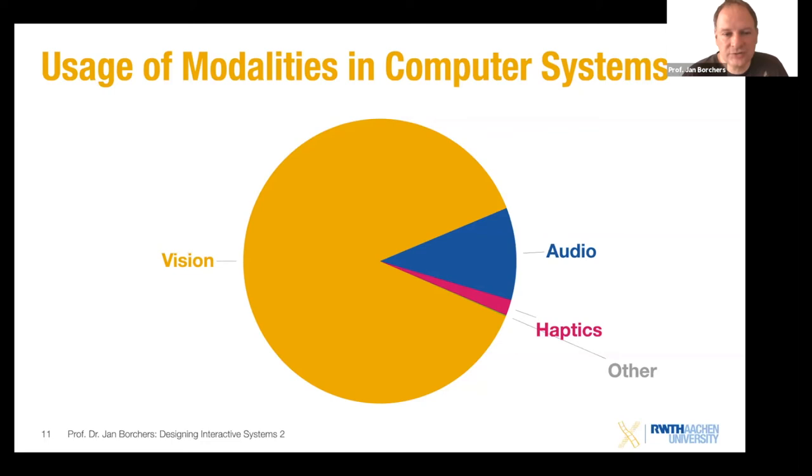Haptics is used very little in computers as output. It has gotten a little more prevalent with smartphones vibrating in your pocket and things like that, and force feedback input devices that talk back to you when you use them. But it's very narrow. Also, our haptic sense has a much lower resolution in bits per second than our audio or even visual sense. So the auditory and visual senses are clearly higher bandwidth.